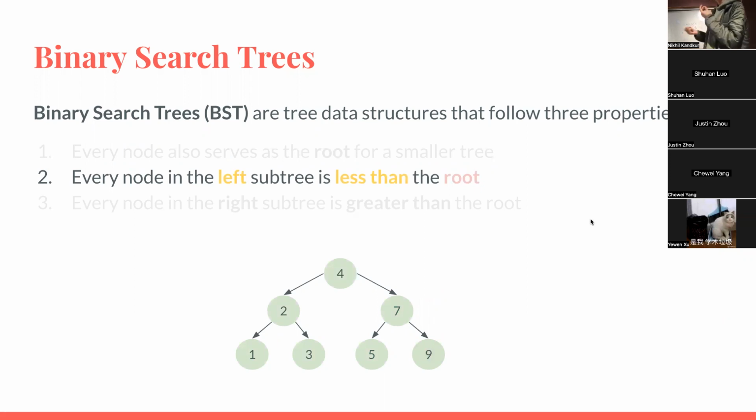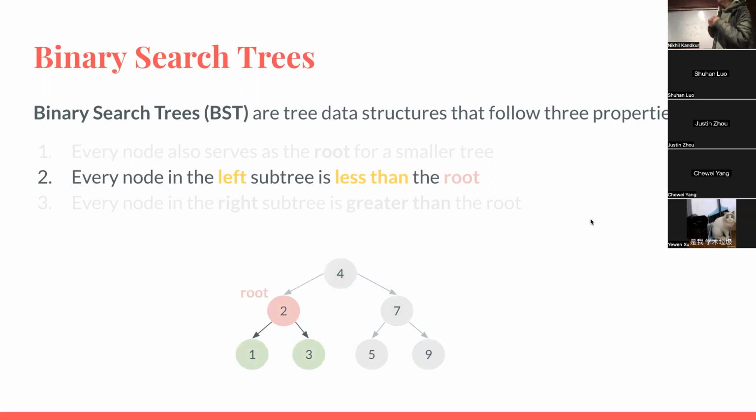Cool. So the second property is that every node in the left subtree is less than the root. What do I mean by this? If we select 4 as our root again, then everything on its left is less than it, right? The value of 2, colored in yellow, is less than 4. The value of 1 is also less than 4, and the value of 3 is also less than 4. So all these values in 4's left subtree are less than the root.